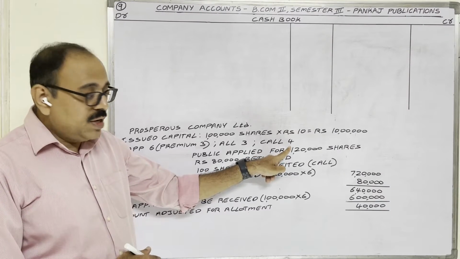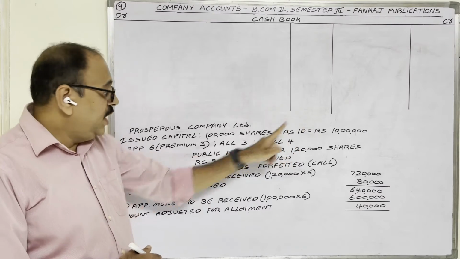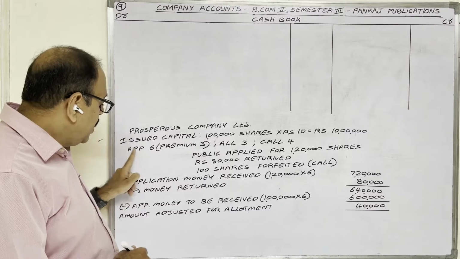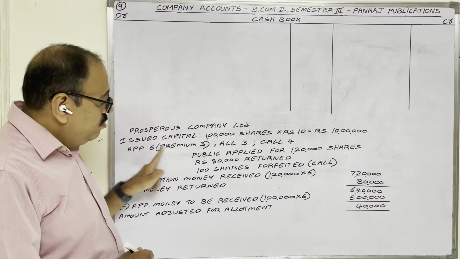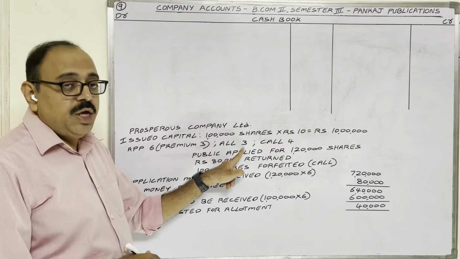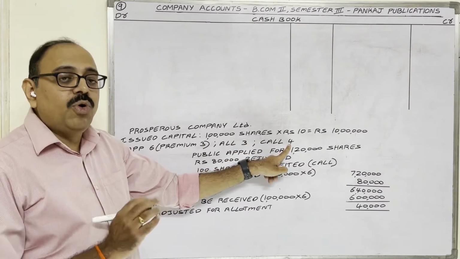We can calculate. The total face value of the share is 10 rupees. In 10 rupees, if you exclude the premium of 3 rupees, then the actual application money is 3 rupees plus allotment money 3 rupees. 3 plus 3, 6 rupees. 10 rupees minus 6 rupees, so the remaining amount is 4 rupees.